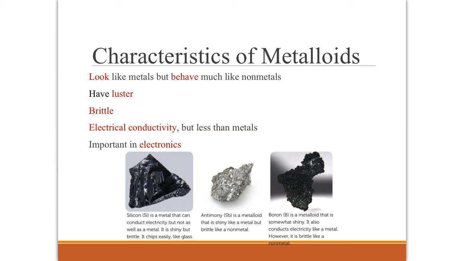And then we get to the in-between, the metalloids. Metalloids look like metals, but they behave more like nonmetals, and they're sort of the dividing line between the two categories. Typically, metalloids have luster, so they are shiny, but they are brittle, which is more like a nonmetal. They can conduct electricity, but not so much as metals can do, and because of the way they conduct electricity, they have become very important in our electronic world. I don't know where computers would be without silicon, which is one of those metalloids.